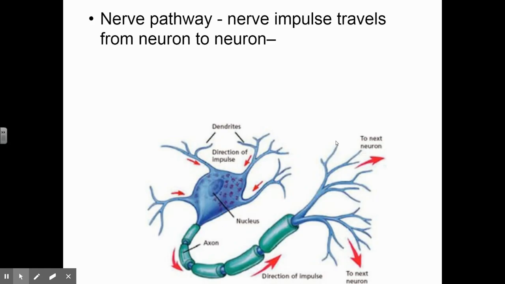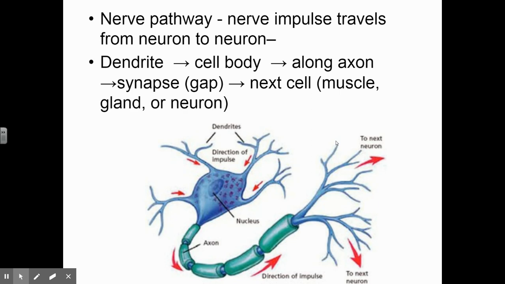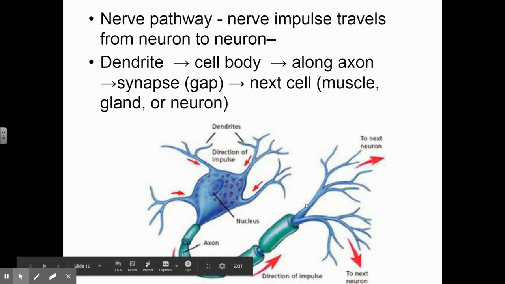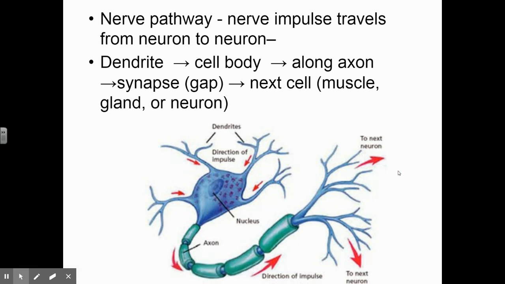All right, so the nerve pathway: a nerve impulse is going to travel from neuron to neuron, and it always goes in one direction. It goes from the dendrites down the cell body, along the axon, to the synapse, to the next cell. And that's always going to be the pathway. So you never have impulses that travel up the axon to the cell body. They always go away from the cell body.